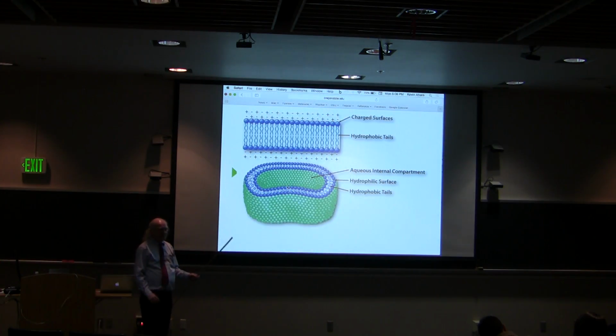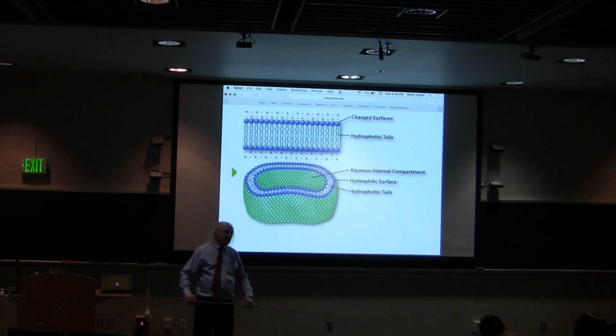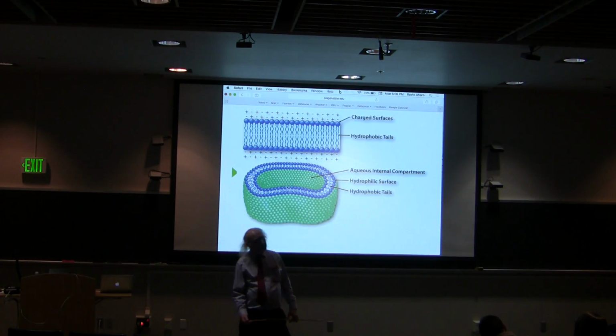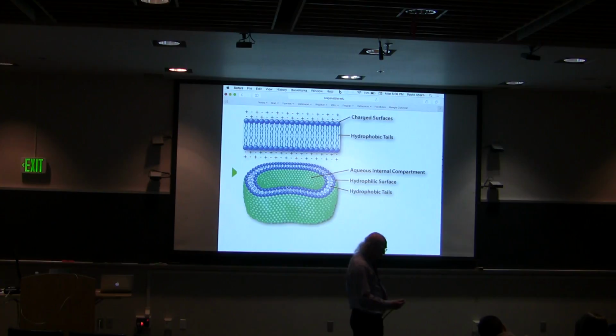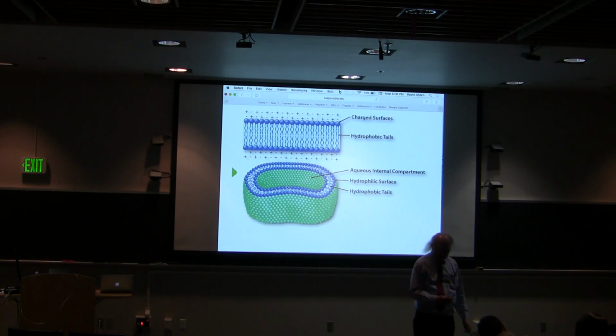So vitamin D is important for calcium and phosphate metabolism. Vitamin D plays a role in determining how much calcium and phosphate you absorb out of your diet and how much you use to make bones.